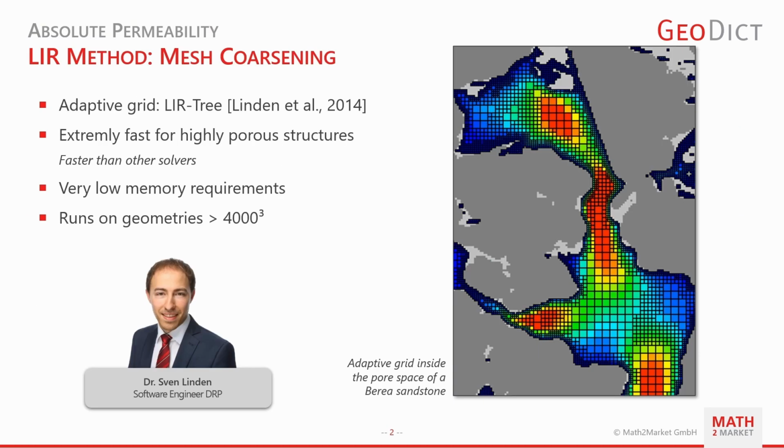The solvers of GeoDict are well known for their performance and accuracy. In this workshop, we will use the LIR solver to compute the fluid flow. It uses an adaptive grid structure, as shown in the image at the right-hand side. This reduces memory demands and improves the speed of the solver. Therefore, this allows us to compute the fluid flow fields on very large structures, for example 4000 voxels to the power of 3.